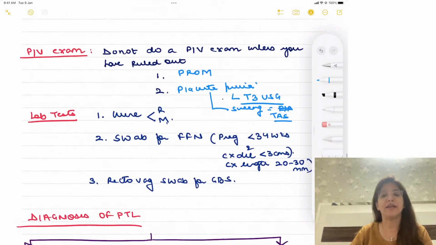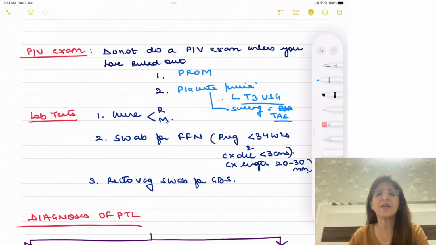Now, what are the lab tests which you are going to send in a patient of preterm labor? Number one, do not forget to send a urine routine microscopy, because so many times patients will be having asymptomatic bacteriuria, and it is this asymptomatic bacteriuria which might have led to preterm labor. Number two, as I said to you, you are going to take a swab for fetal fibronectin.